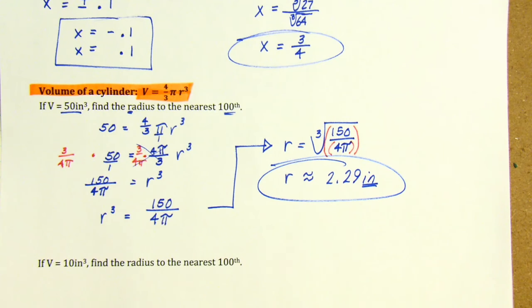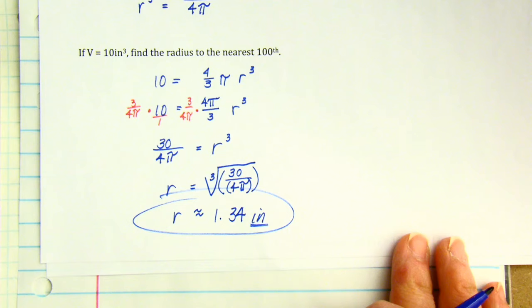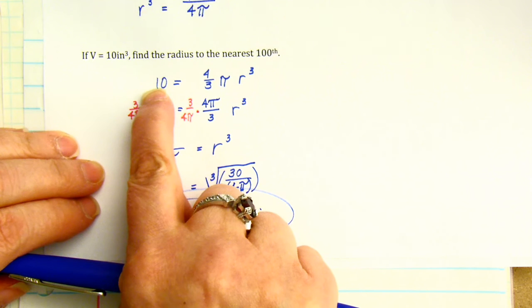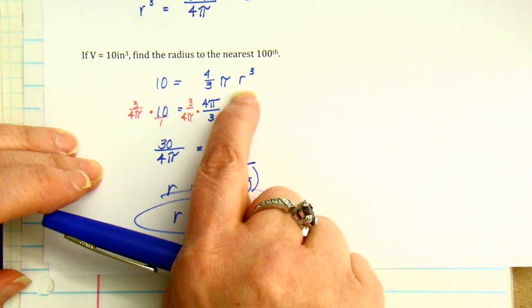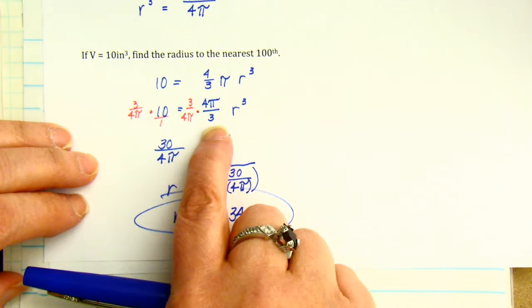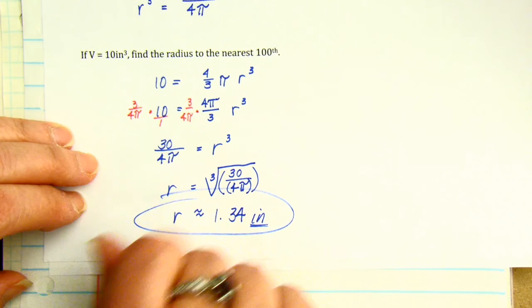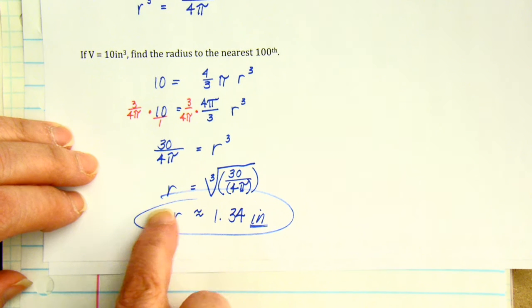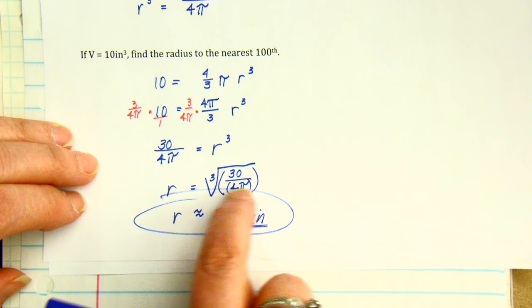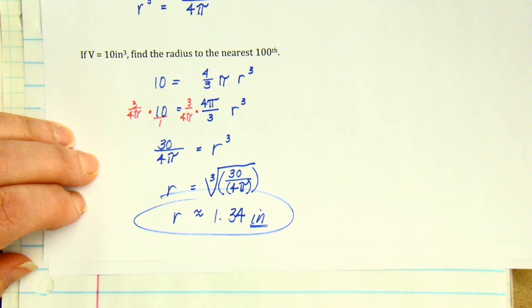All right. Try the next one on your own. Push the pause button and see if you can get that one correct to the correct amount of decimal places. Hopefully you paused the video and went through the process. You replace the V with 10. 10 equals 4/3 pi times r cubed. Rewrite the 4/3 pi as 4 pi over 3. Multiply by the reciprocal of this on both sides. Multiply, I get 30 over 4 pi. Take the cube root. Group the fraction, group the product, and type into the calculator.